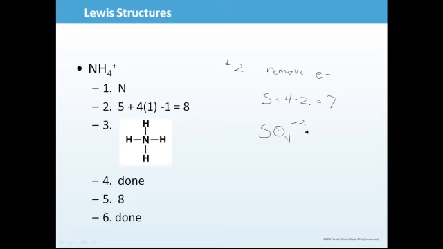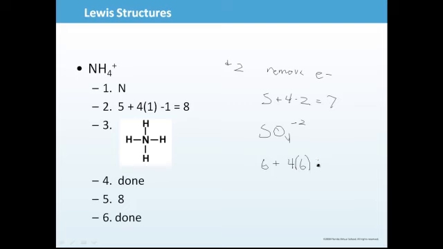minus 2. Sulfur is in group 16, so it has 6 valence electrons. Oxygen is also in group 16, so it has 6, but we have 4 of them in the formula, so we've got to multiply that by 4.